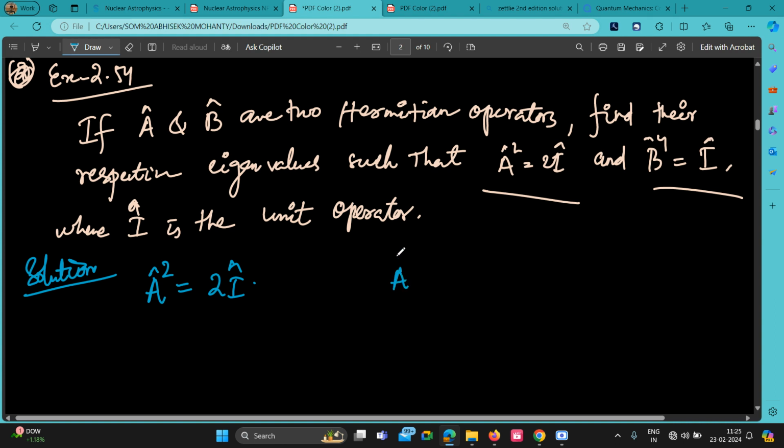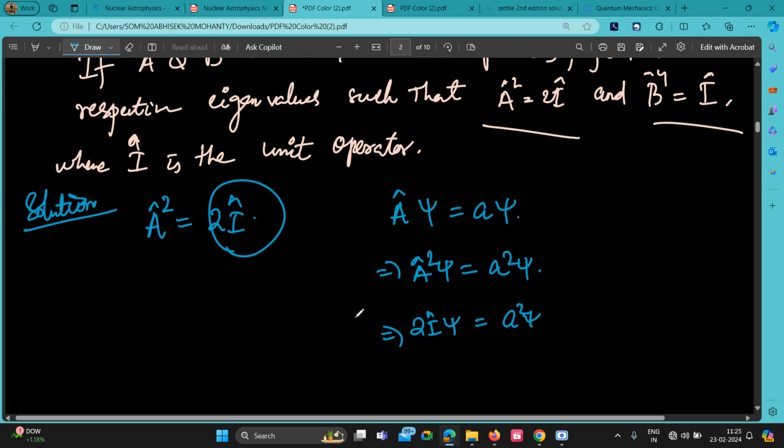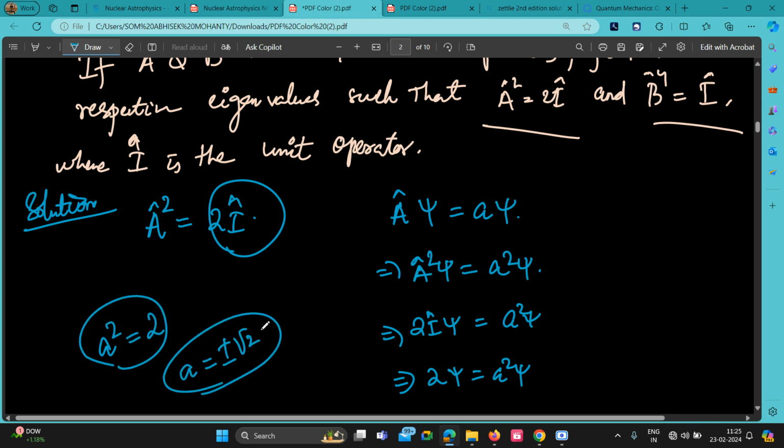Suppose A operates on psi. A square psi will give me A square psi, which is 2I psi, equal to A square psi, right? So 2I means exactly that the value is 2. So 2 psi is equal to A square psi. So A square is equal to 2, the eigenvalue. So A is equal to plus or minus root 2. Easy, very easy. So for this, the eigenvalues are plus or minus root 2.